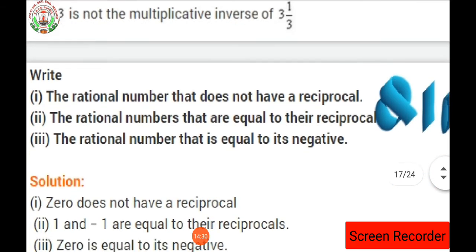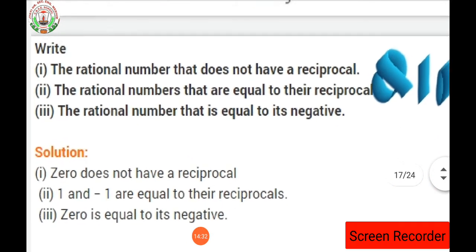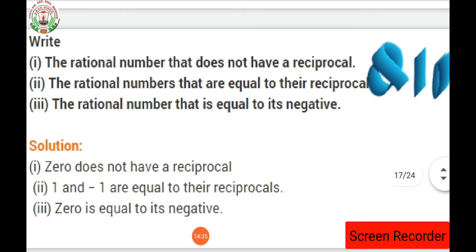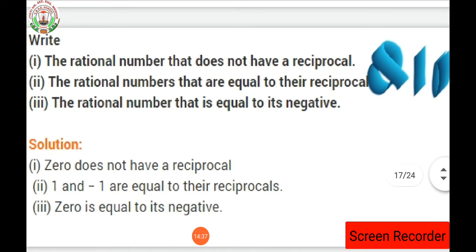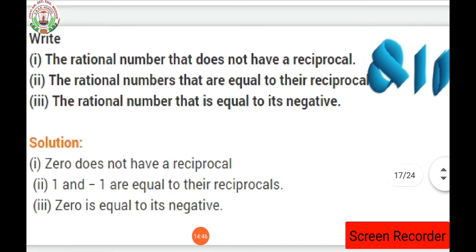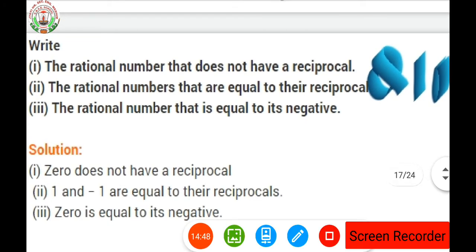Next question we are having, question number 10. Here in this question number 10, write the rational number that does not have a reciprocal. Here we have to write such a rational number that does not have a reciprocal. So can we think about 1?